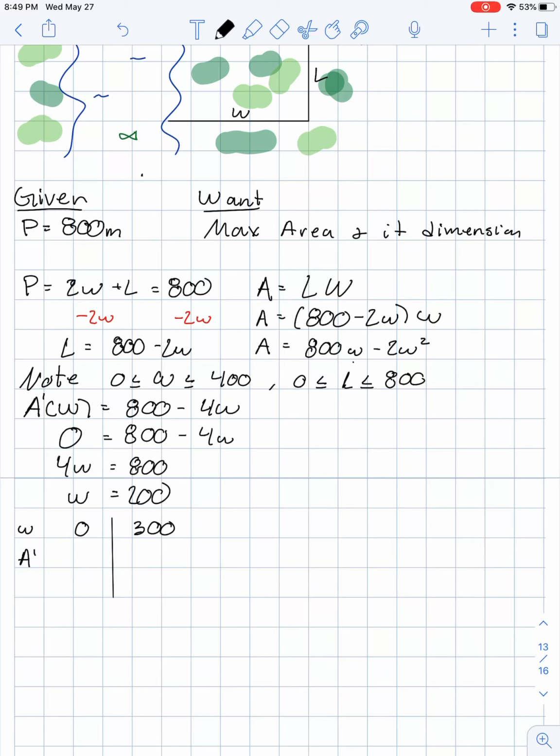If I plug in 0, I get 800. So that is positive, so we're increasing. If I plug in 300, I'll get 800 minus 1200, which is minus 400. Negative, so I'm decreasing. So W equals 200 yields a max. This is exactly what we want. Yay.